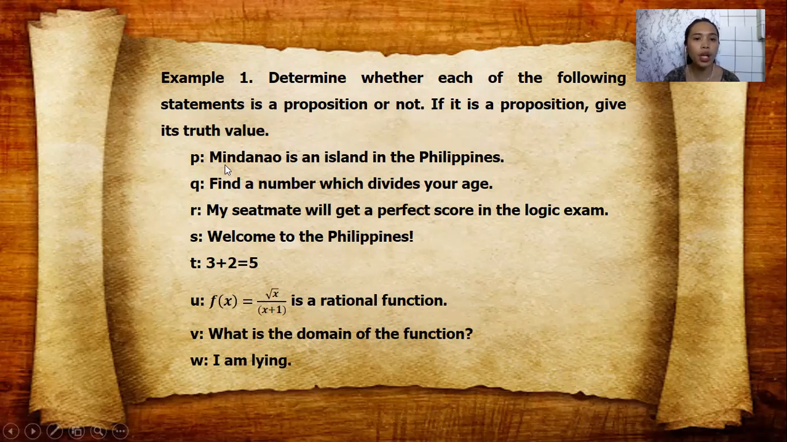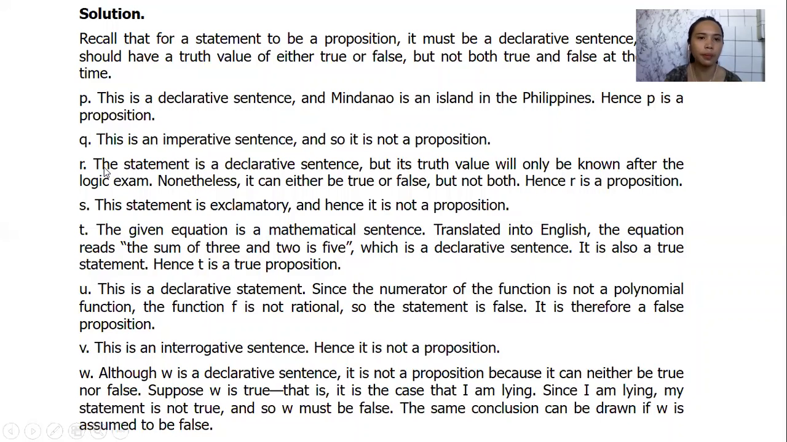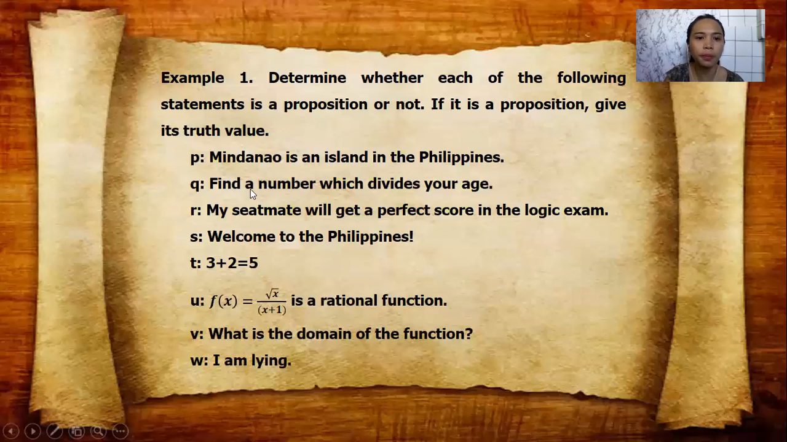Okay. So let's start with P is the proposition Mindanao is an island in the Philippines. Okay, let us investigate. So this is the solution. Your P is a declarative sentence because it is declaring that Mindanao is an island in the Philippines. So, since it is a declarative sentence, it is a proposition. And since Mindanao is really an island in the Philippines, therefore, your P is a true proposition. Okay? Let's proceed to the other example.